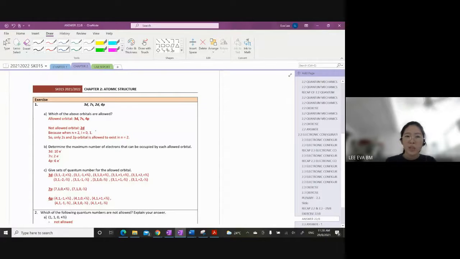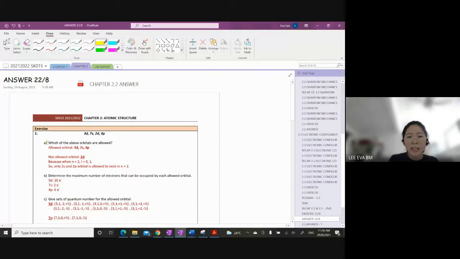Okay, so teknik untuk jawab soalan ini sama juga bila awak nampak a which. Jangan jawab soalan statement saja. Jangan bagi allowed 3D, 7s, 4p. Not allowed 2D. You need to support with the reason. Ataupun ada soalan kadang-kadang dia ada tanya what or why. You need to support with the reason. Why you think 2D does not allow.